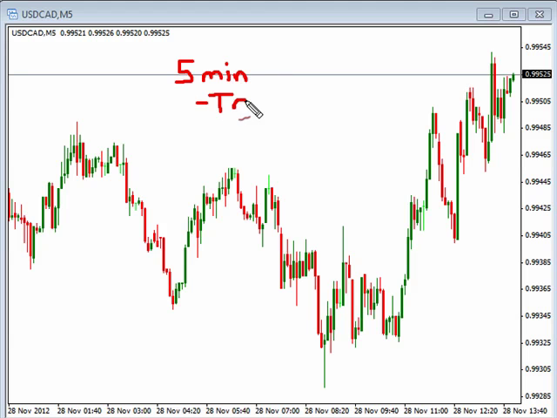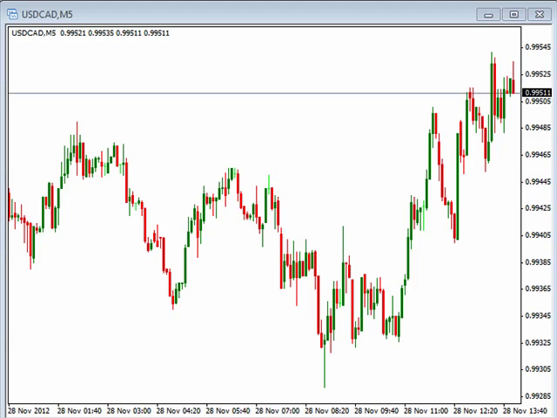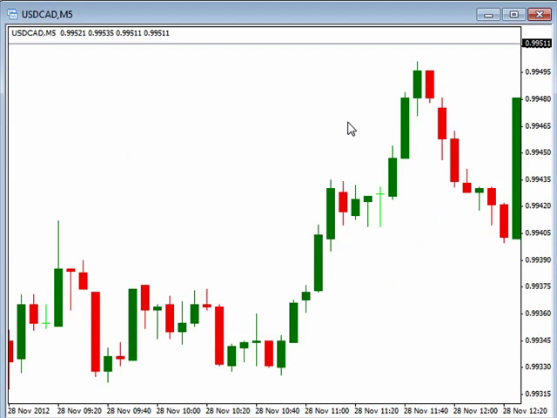We look for the trend. We look for support or resistance. And then we look for either the highest high of the last three or the lowest low of the last three, depending upon the trend. So as we take this down to the short term, it gives us more opportunities to trade.